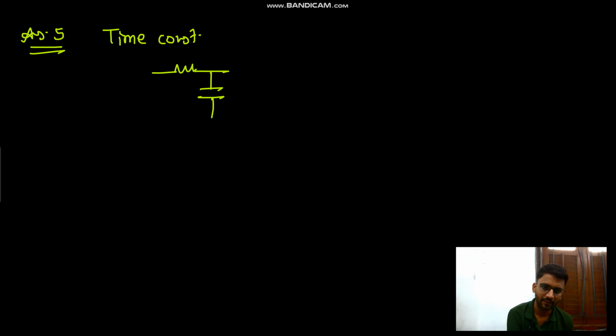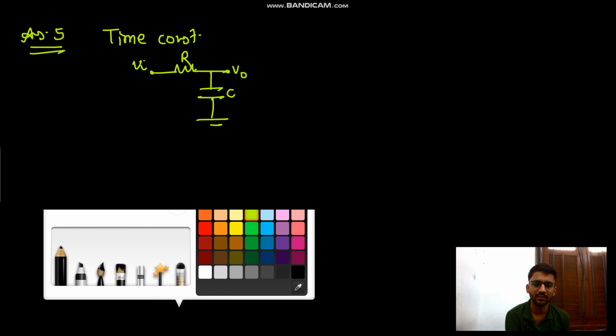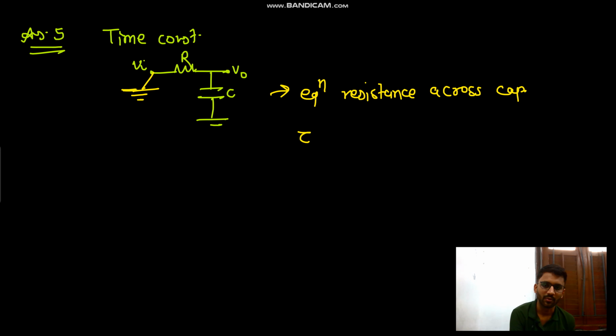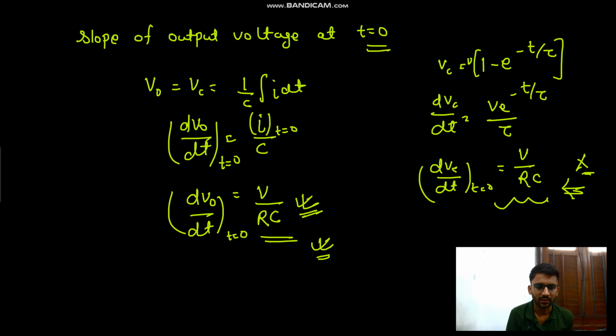Okay, and now answer 5. What is the time constant? This was your circuit, R into C. This is V naught, this is V in. You will simply short circuit the source, and what you will see is the equivalent resistance across the capacitor. Time constant would be R equivalent into C equivalent. So R equivalent is R, C equivalent is C. So time constant is RC.